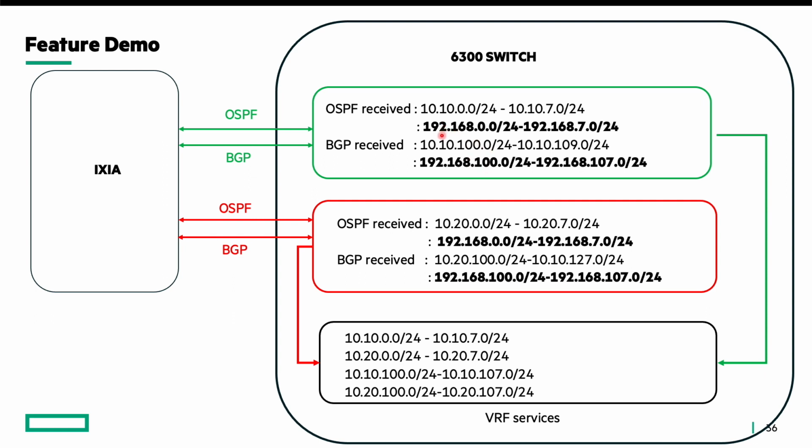I have some 192.168 subnets, and it's exactly the same in the green and the red. So you'll see what happens by default. And we will apply a route map to deny this 192.168. So now let's switch to the CLI.